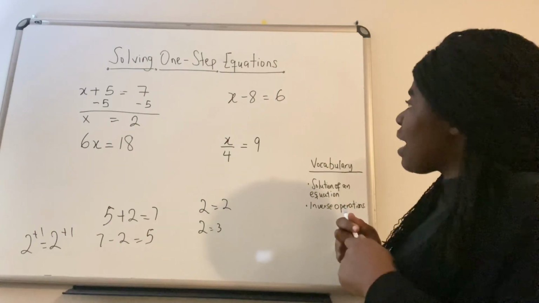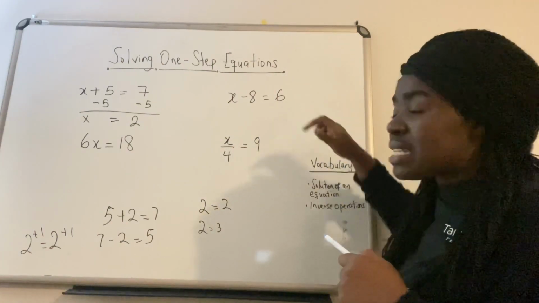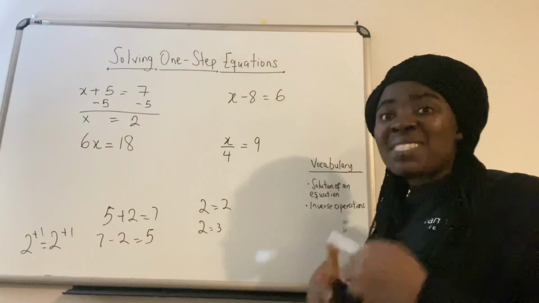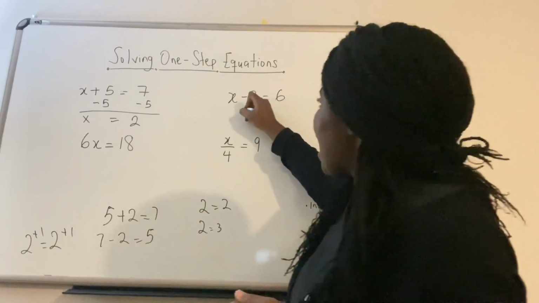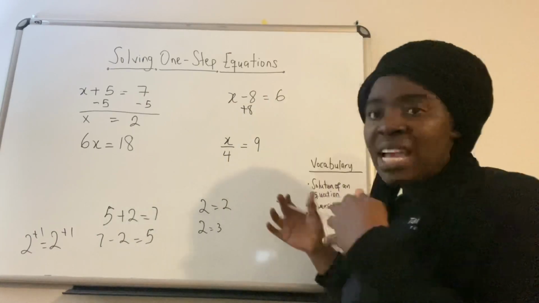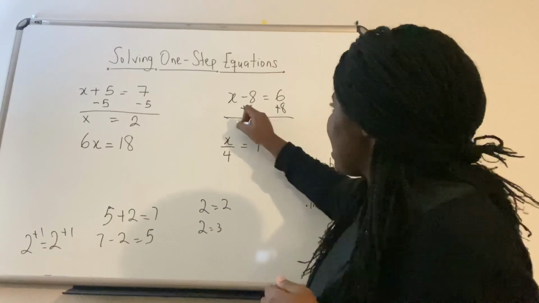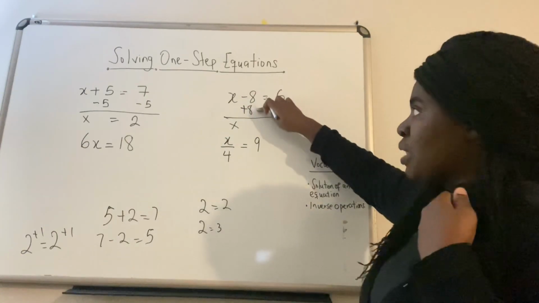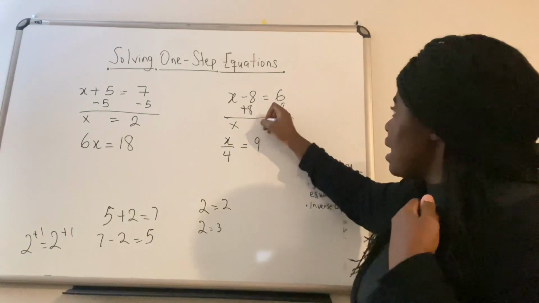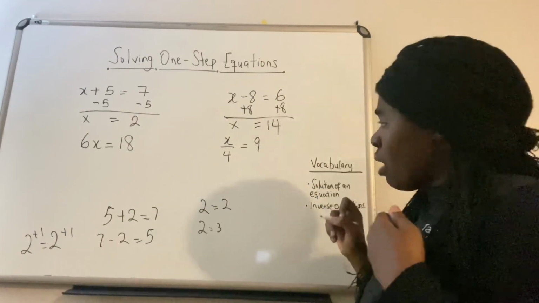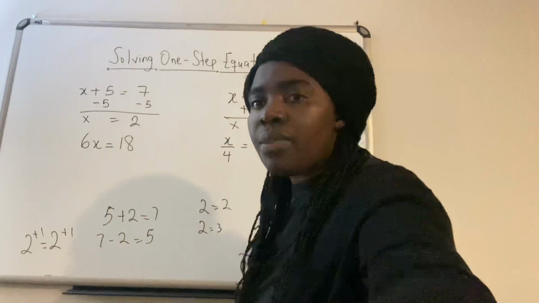Let's go here. Here I have x minus 8 is equal to 6. I'm subtracting 8 from x, so I want to do the inverse of that. That means I have to add 8. So I'm going to add 8 over here. And of course, I have to keep my balance, so I have to do it on the right side. And so that's going to give me x minus 8 plus 8, that's just 0, is equal to 6 plus 8 is 14.